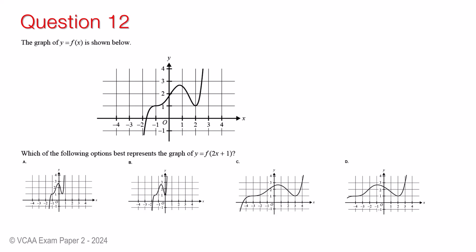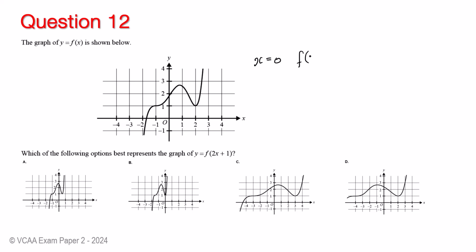Most of the errors and misconceptions around transformations occur when confusing inputs and outputs. f of x plus 2, for example, is operating on an input, whereas f of x plus 2 operates on an output. Before we lean on the calculator, there are some simple things you can do to eliminate some of the multiple choice responses. Let's start with the y-axis intercept, where x equals 0.